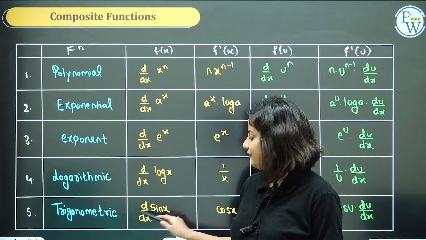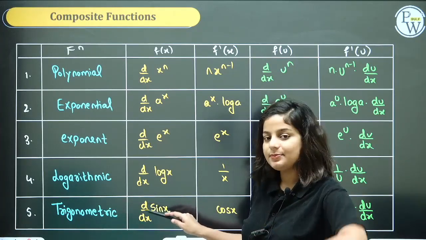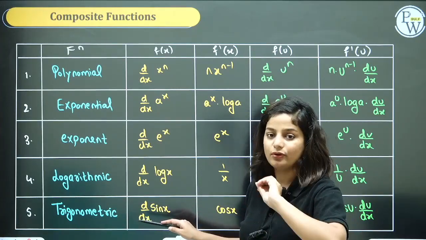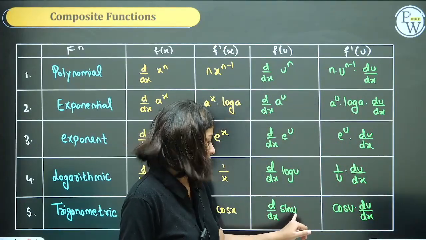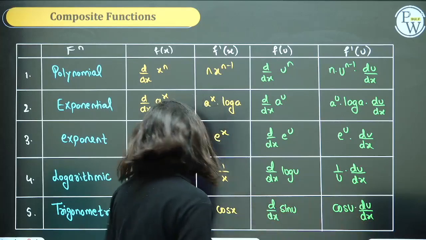And some trigonometric functions. I have taken an example of sin x, but it can be any function: tan, cot, sec, cosec, whatever. The derivative of sin x is cos x, and the derivative of sin u will be cos u into du by dx.